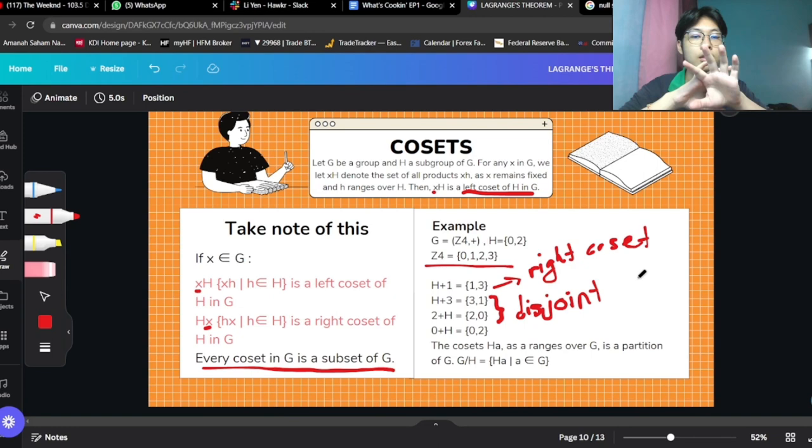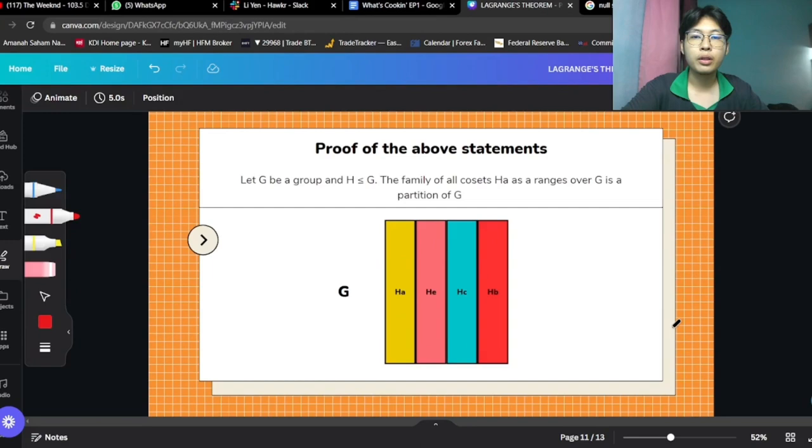Therefore, we can conclude that it's not a coincidence: the cosets Ha as a ranges over G form a partition of G. So G equals the union of Ha, for a an element of G. Simple as that.